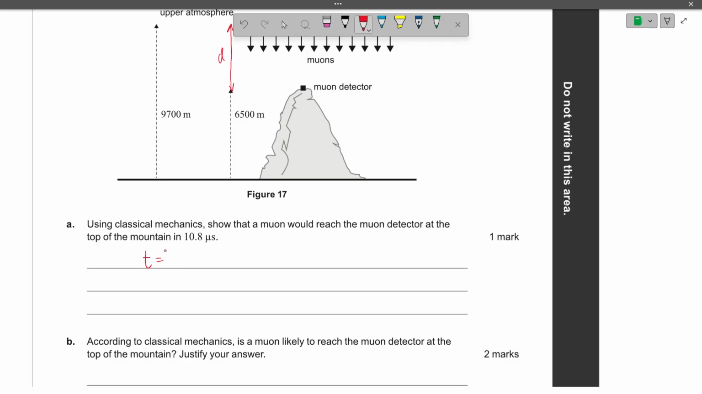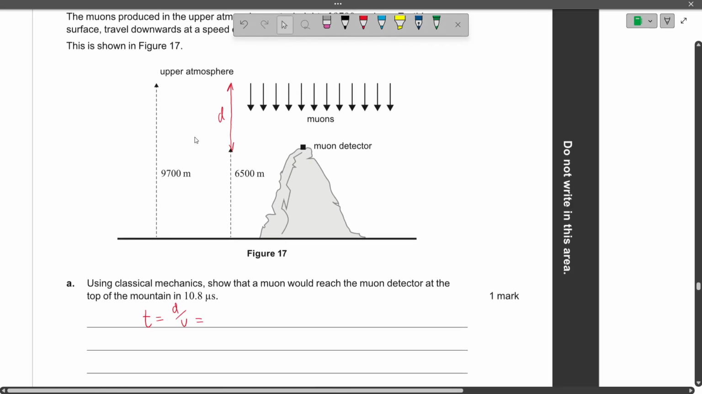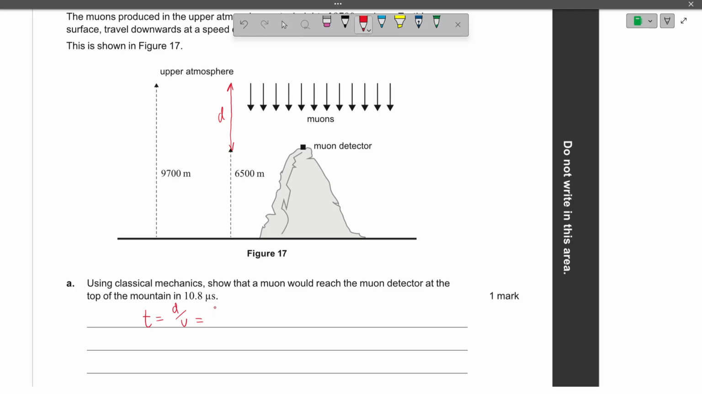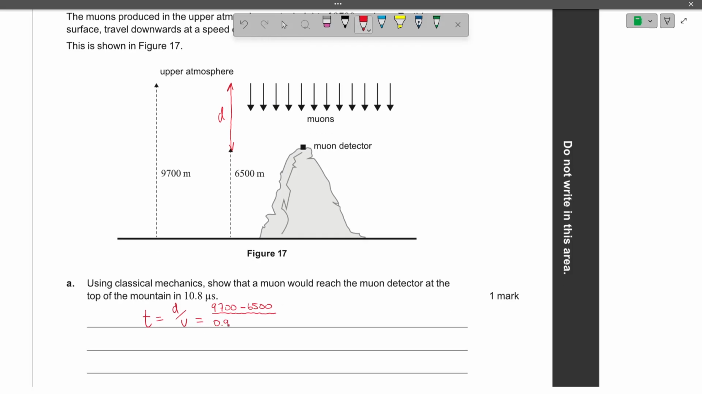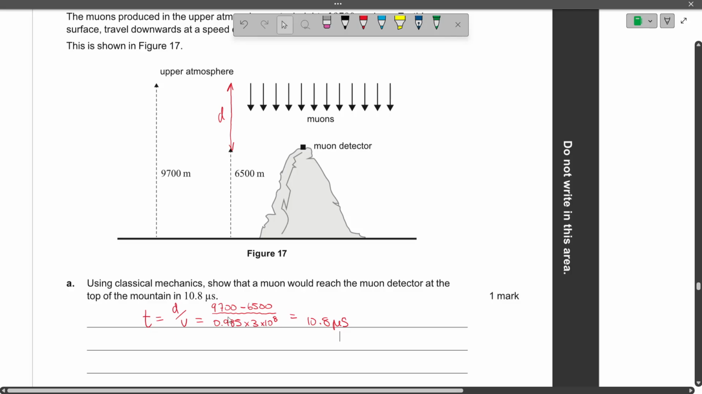So we're required to show the time. So we say time equals distance over speed. The distance required to travel is the difference between these heights. So 9,700 minus 6,500 over the speed of the muons. Speed of the muons is given as a fraction of the speed of light. So it's 0.985 times the speed of light, 3 times 10 to the 8. And if you put it on a calculator, you get 10.8 microseconds. Again, the only thing they really want you to do is write this down, for 1 mark.